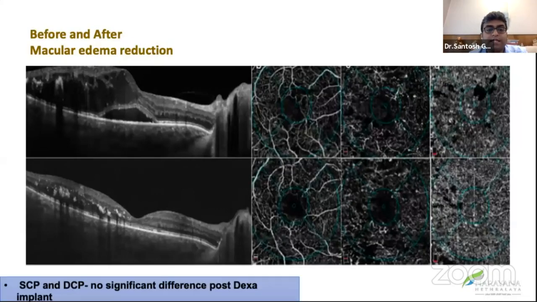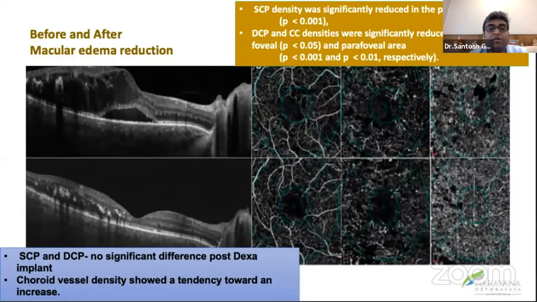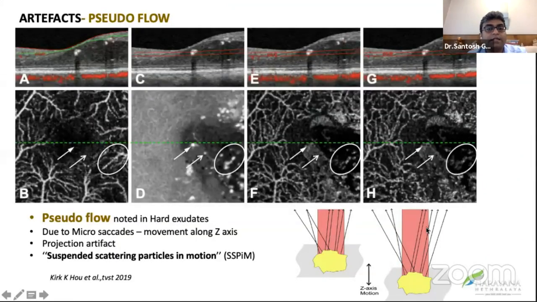There's another study which showed that before and after Ozurdex injections, the dexamethasone implant, they did not really find significant changes in the SCP as well as DCP, whereas in the choroid they found a little better visualization of the choroidal architecture, obviously because of the decrease in macular edema spaces. But what they found was the changes were more in the parafoveal area, both in the SCP as well as the DCP.